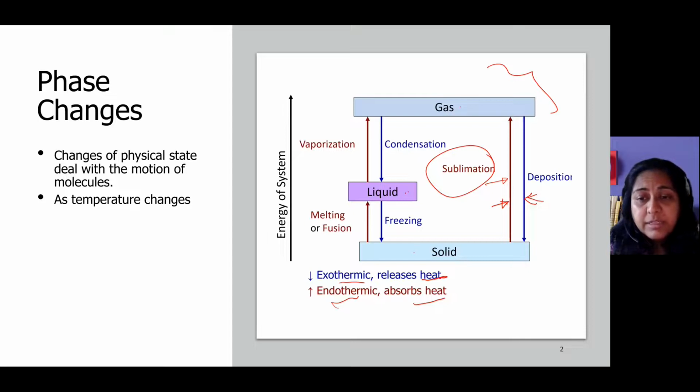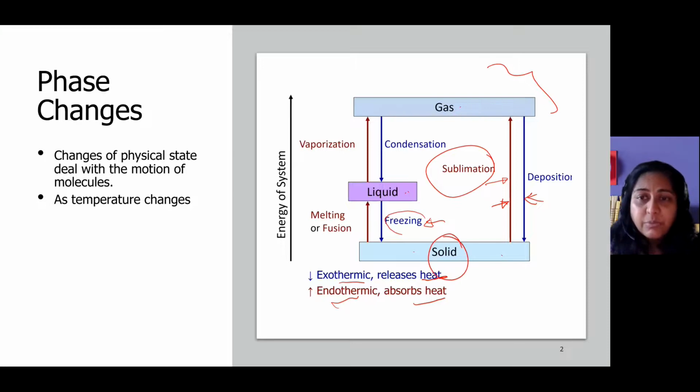When the liquid is changing to solid, the heat is released. It's an exothermic process. You need to know the names for these processes, and you need to know whether it is going to be an exothermic process or an endothermic process. You don't need to memorize.